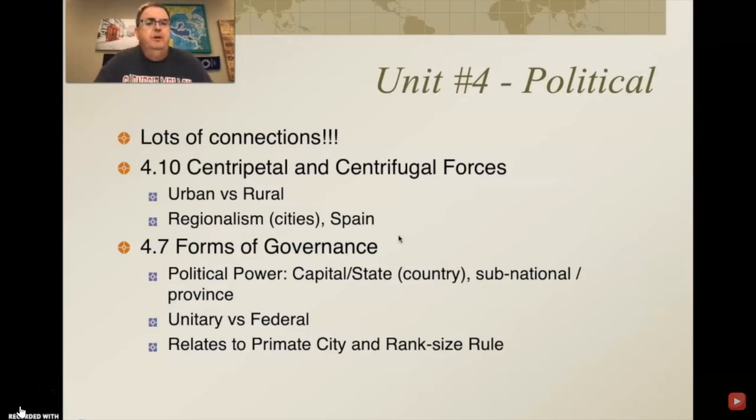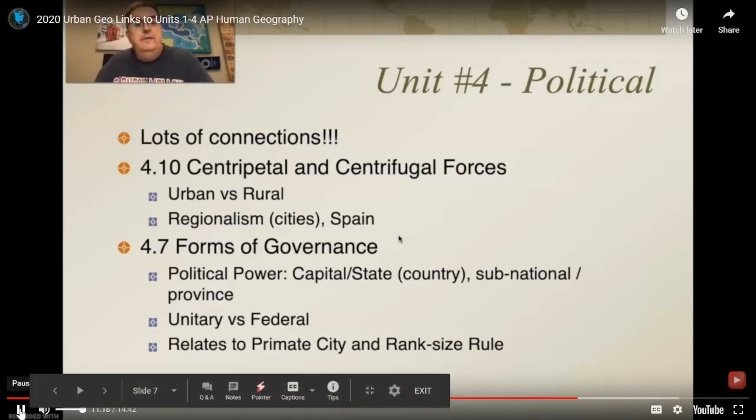4.7, forms of governance. Political power. Well, most capitals are cities last time I checked, so we need to be a little bit aware of that. Capitals can exist at the country scale or the state, subnational, or province scale. So be aware of that interaction and the power and the role that it plays. Also, with unitary versus federal, one of the big connections here is this concept of primate city versus rank size model. So I want to make sure that you spend a little bit of time looking at that. I've got a slide here on primate city in a moment that I'll talk about to explain it.